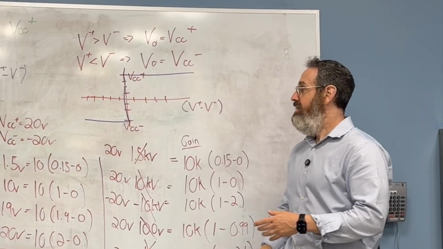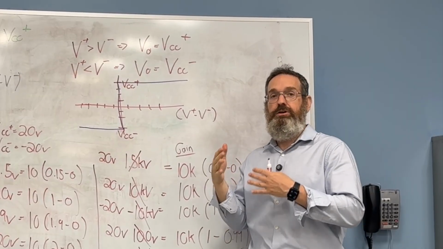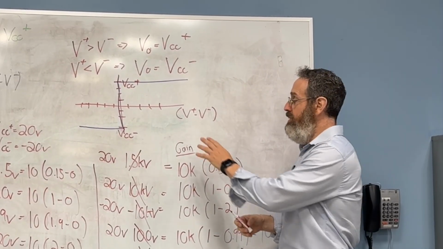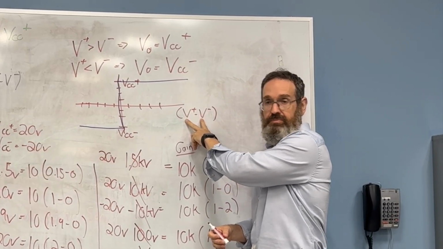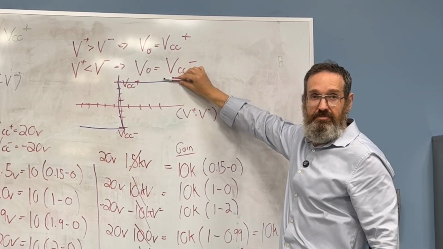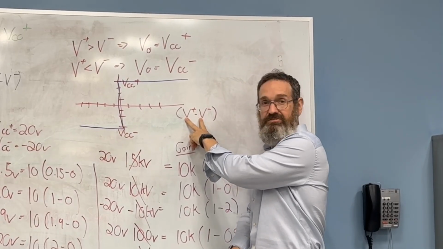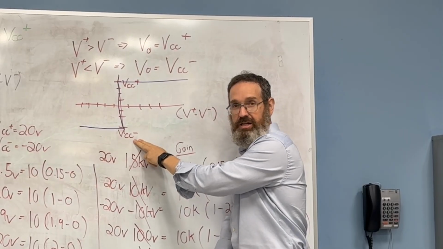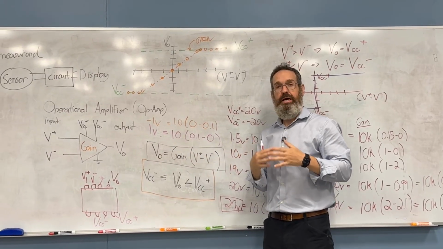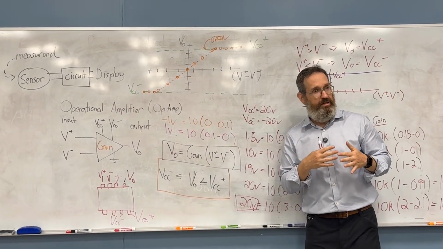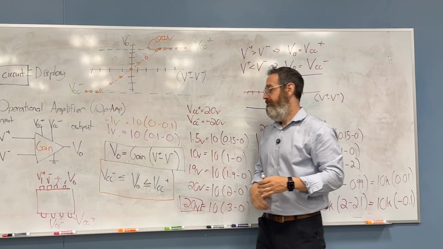Here's another way to say the exact same thing, and I'm choosing my words very carefully. If you were to compare V plus to V minus, and V plus was greater than V minus, you would return a VCC plus. And if you were to compare V plus to V minus, and V plus was less than V minus, you would return a VCC minus. A comparator. It is a comparator that swings wildly from one place to another.